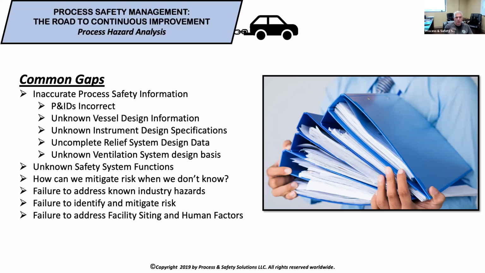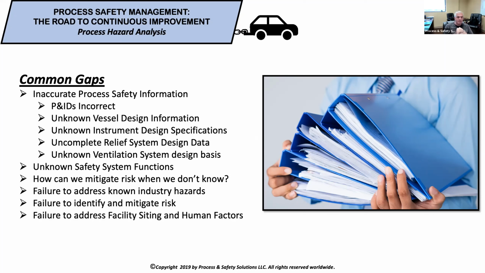The first one is the use of inaccurate process safety information, or PSI. Typically that is shown in P&IDs being incorrect. Whenever we facilitate a PHA, somebody in the group will say, well, that's not how it really is out in the field, or that's been changed, etc. So we're looking at documents or P&IDs that do not reflect what is actually in the field.